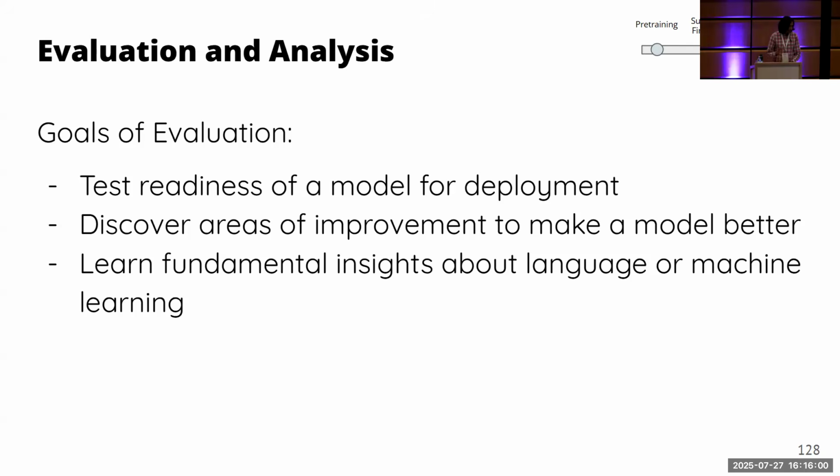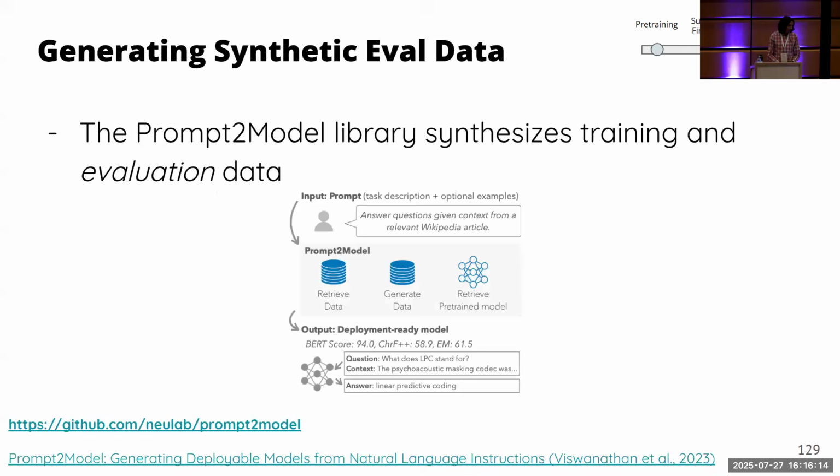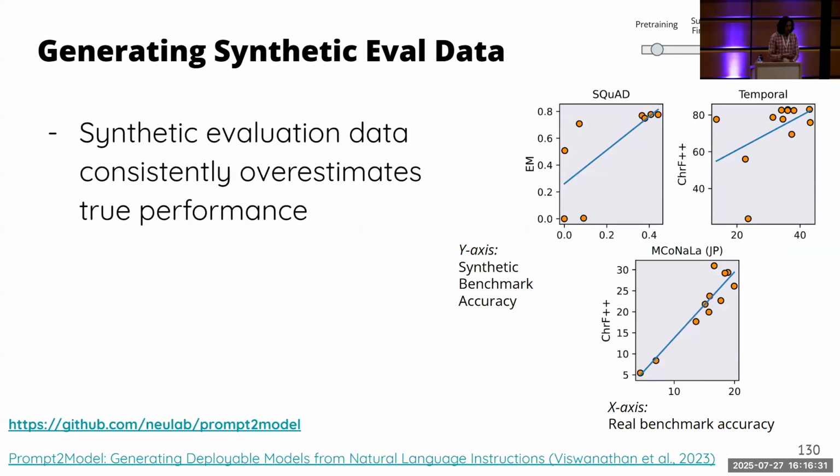So lastly, we can talk about evaluation for a little bit. The goals of evaluation are pretty obvious: to test model readiness and hopefully discover insights about either language in general or your task at hand. In prior work, we explored directly generating evaluation data using a language model as the data generator to imitate a real data set that we might care about. We had a held-out data set, like SQuAD, or JaQuAD for Japanese, to code generation. Then we generated synthetic evaluation data and checked the correlation between the two.